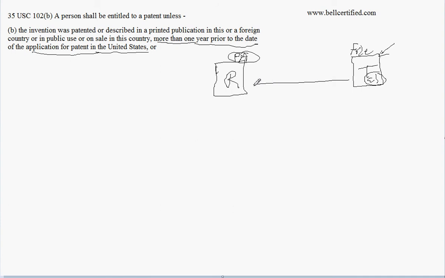This is the simplest case. So it's a year and a day, year plus a day. And then it's what we call a statutory bar. If it's patented more than a year, or described in a printed publication more than a year, anywhere in the world, then it's a statutory bar. If it's a public use in the US or on sale in the US and it's more than a year, it's a statutory bar.